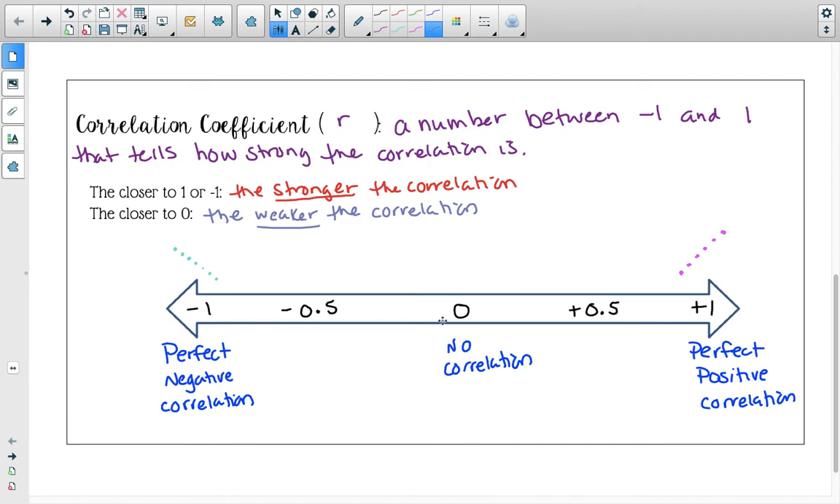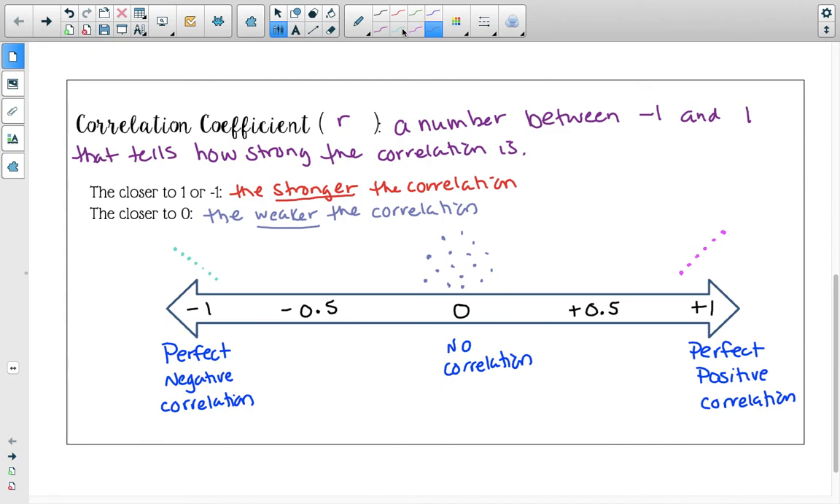So with the no correlation, our data points would be completely scattered. There would be no relationship between them. There's no linear fashion, no line or picture that we could draw from this. These are all completely scattered and they mean nothing to each other.